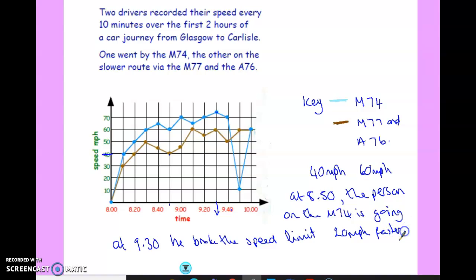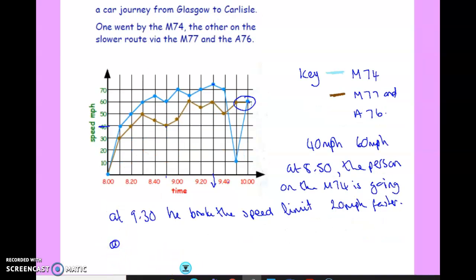Same idea as before. As long as you can read the scales on the graph, you should be able to answer the questions about the graph. Okay, because you can then take the information that you need from the graph. One last question about this then. At what time were they travelling the same speed? Okay, so we're looking for a time where both graphs meet. So right at the end here, this one joins in with this one. So at 10 o'clock, they were both travelling the same speed.